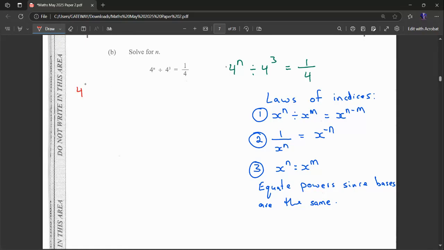So what we're going to have here now is 4 to the power of n divided by 4 to the power of 3, and that is equal to, I'm going to write this as 1 all over 4 to the power of positive 1. It's the same thing as 1 over 4. So I'm going to apply rule 1 to the left hand side. So I will now have 4 to the power of n minus 3. Because I'm dividing two terms with the same base, the base is 4, so I subtract the powers, n minus 3. That is equal to, I'm now going to apply the second law to the right hand side.